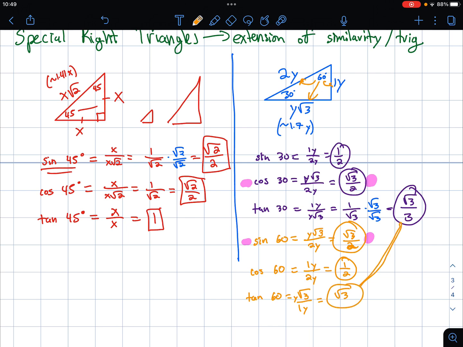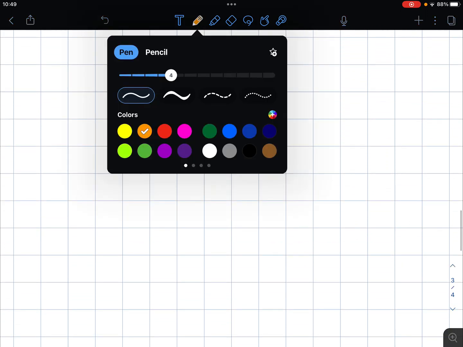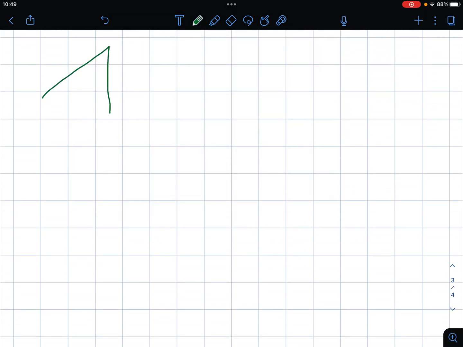Now, it's not as obvious that these are linked, but remember that this came from 1 over root 3, and now we have root 3 over 1. So the complement of the tans are just reciprocals of each other also. So that's good. And because we're going to be doing so much math in radians, we can look at our special right triangles in radians.